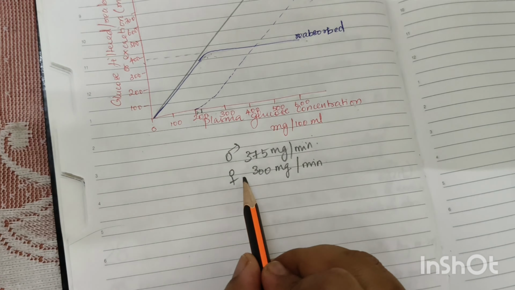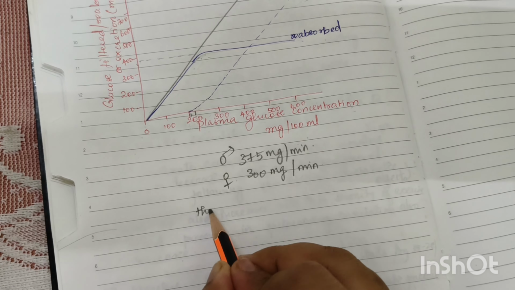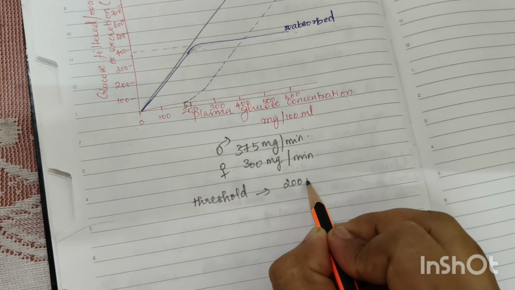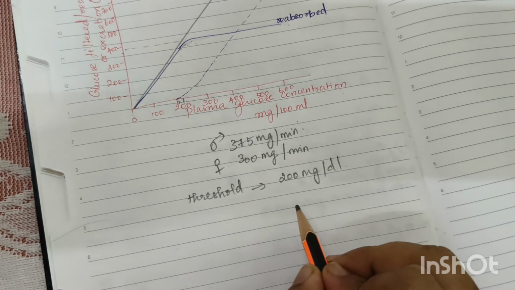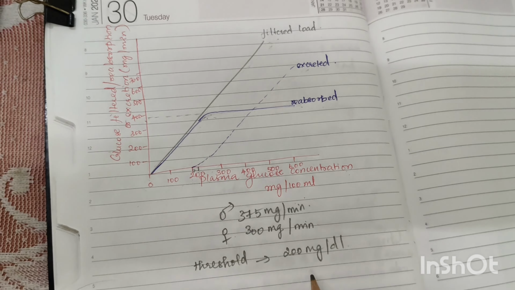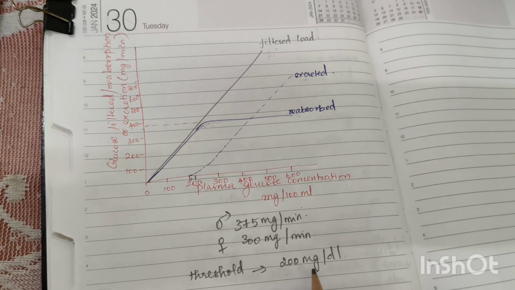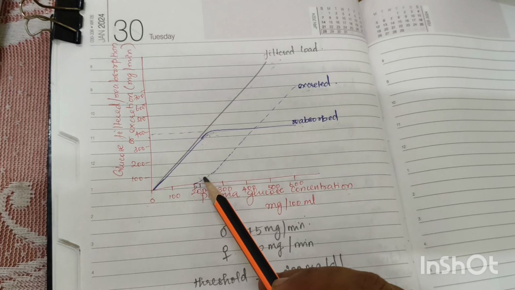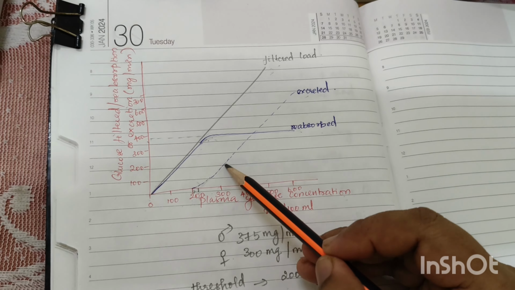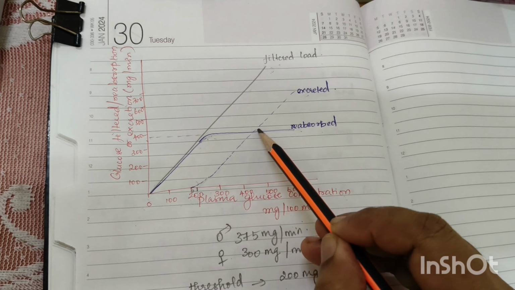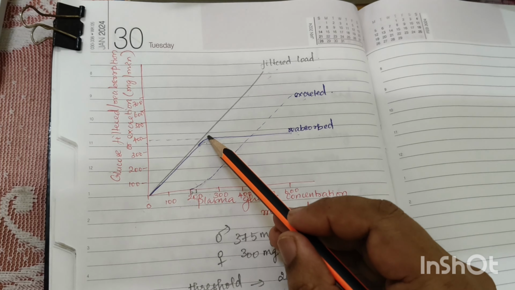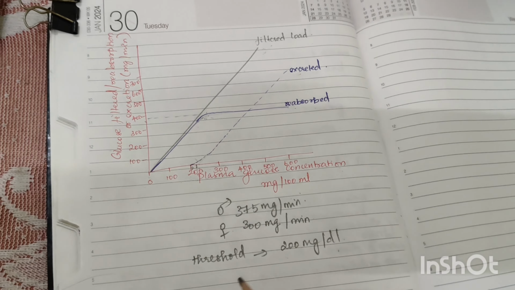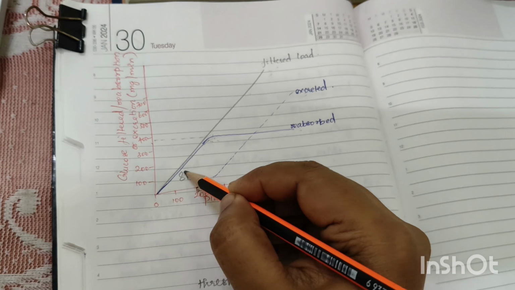Transport maximum we have seen. What is the threshold for glucose transportation? Threshold is 200 milligram per deciliter, or it can also be 180. So when it reaches a level above this threshold, glucose starts getting excreted. It first starts appearing in the urine, and as the concentration goes on increasing, more gets excreted. So the difference between the threshold and the transport maximum is called splay.